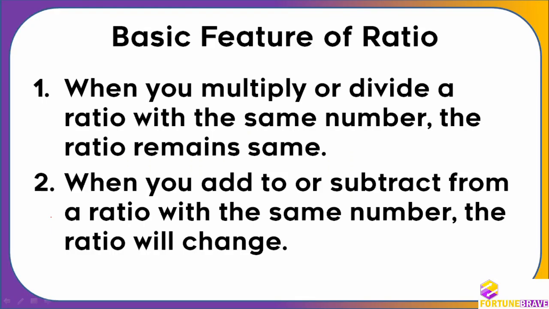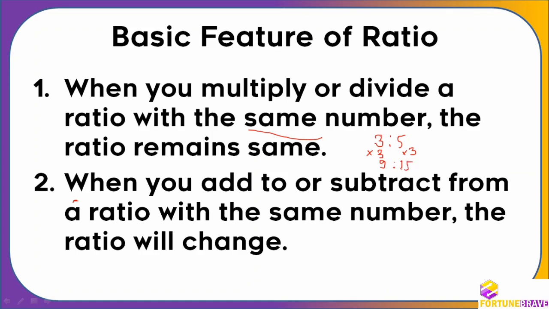So what are the features? Two basic features of ratio. The first one: when you multiply or divide a ratio with the same number, the ratio remains the same. What do I mean by this? Say for example, we have the ratio 3 is to 5. If I multiply these two with any number, say for example 3 and 3, the same number, which is important, you will get 9 is to 15.